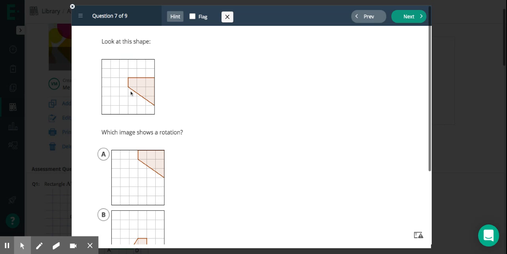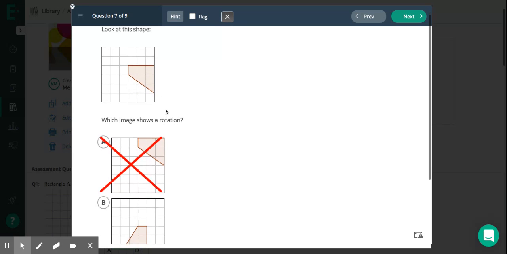Similar to the other one, we want to look at the shape. It's a different shape this time, and we need to figure out which one shows rotation. Anything that has the image in the same orientation is not the option. If you take a look at this one, that one is just a translation. It looks like they moved the image up.